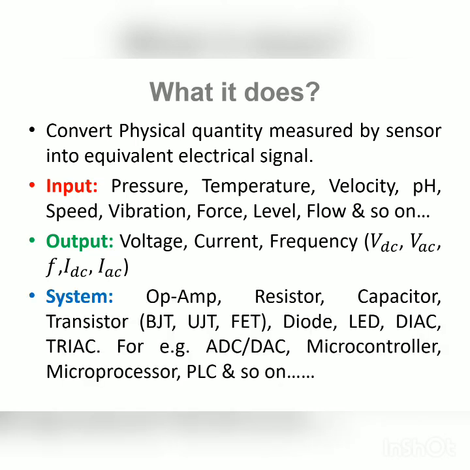The system of signal conditioning may consist of different devices or components like operational amplifiers, resistors, capacitors, transistors, diodes, LEDs, DIAC, TRIAC, etc. Also, essentially, it may consist of analog to digital and digital to analog converters, microcontrollers, microprocessors, PLC, and so on.